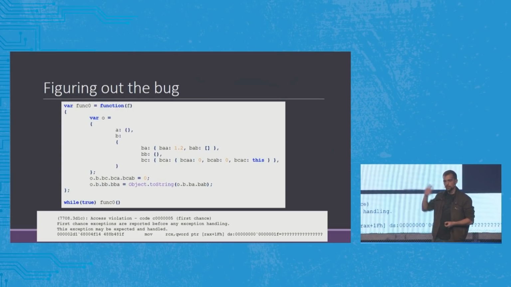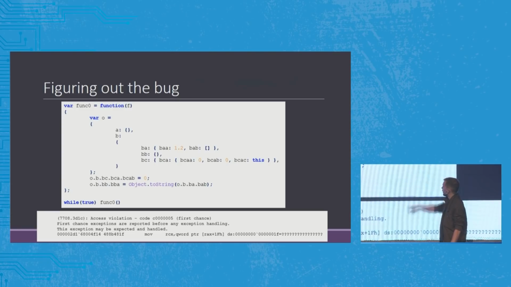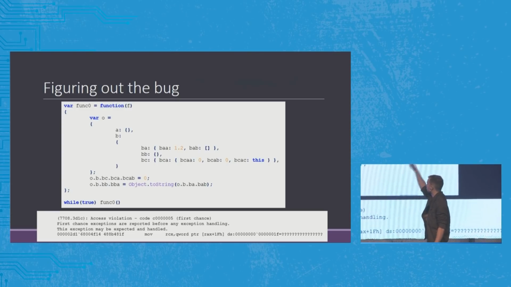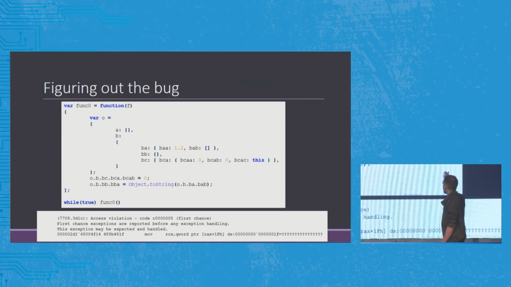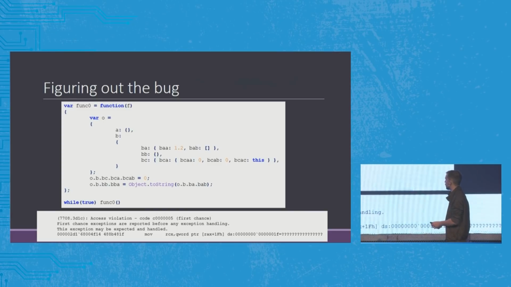Once you have these thousands of lines of JavaScript, the first step is basically to cut it down to as few lines as you can that still crash, and this is what that is. So you have a JavaScript function, func0, that is defined up there, and it doesn't really do anything weird, right? It defines a local object, O, which has a bunch of properties, but none of the properties are doing anything fancy. It's just like, oh, BAA is going to be 1.2, it's a float.